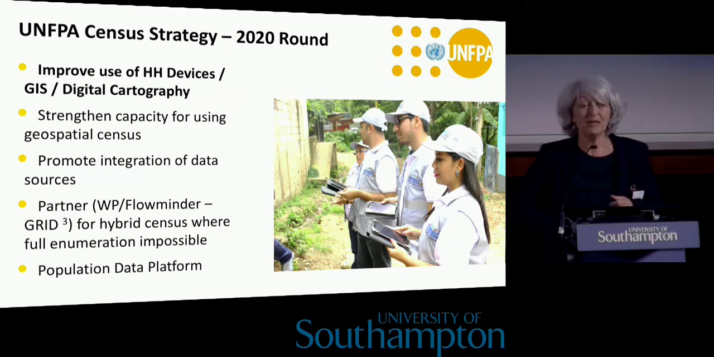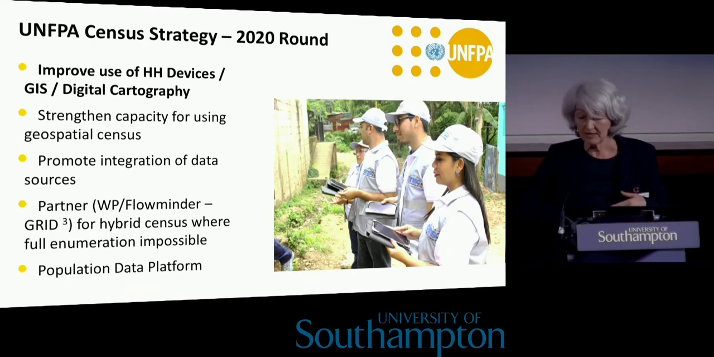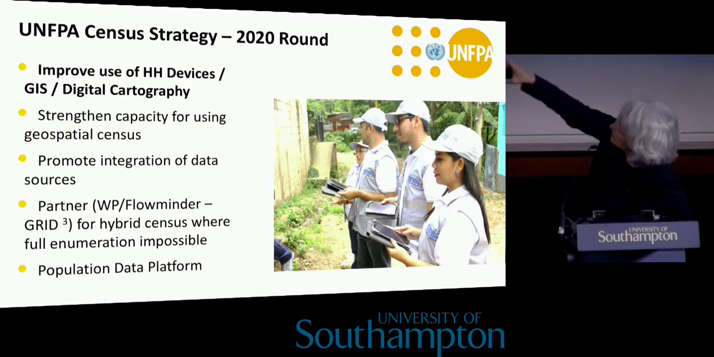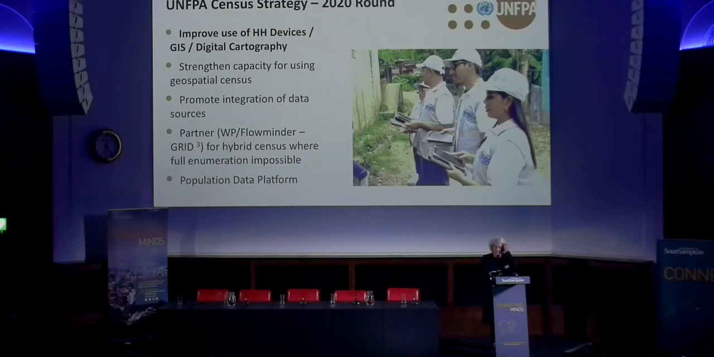which is to make sure that all censuses are now conducted with handheld devices so that there is the possibility to take GIS and to be able to create enumeration areas that are reliable, gridded population data as well. And of course, it's through partnerships, if you look down at the fourth bullet point, with people like Flowminder, that we hope to be able to do much more in the way of hybrid census.